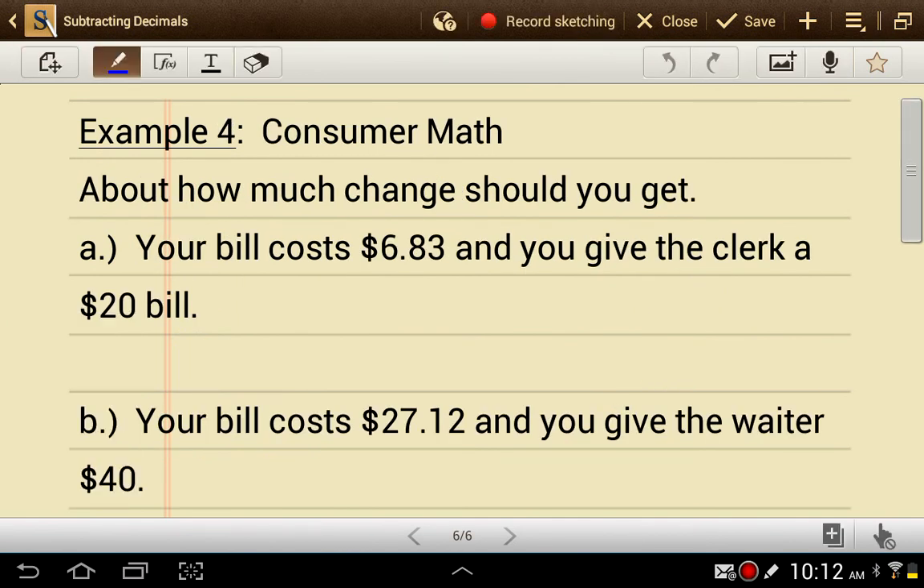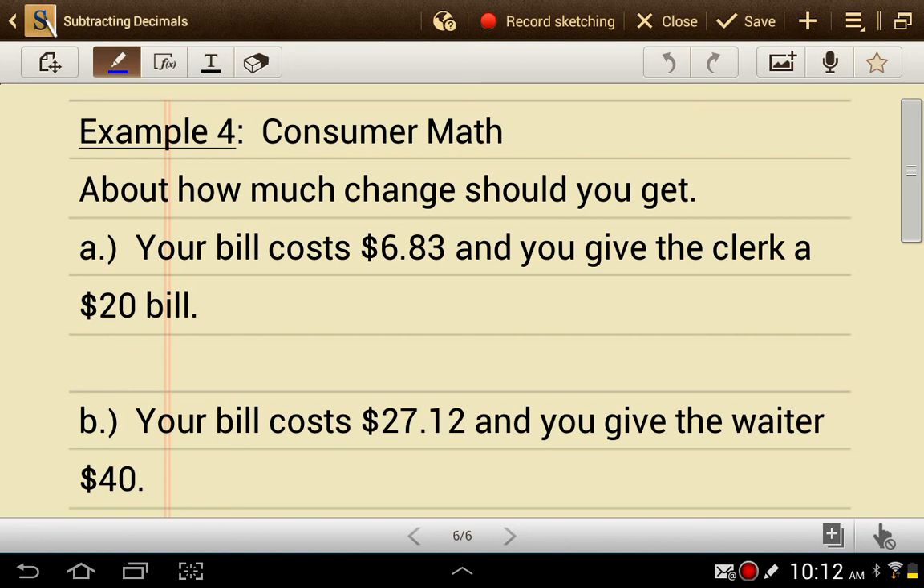In our last slide, it's a little bit of consumer math here. So what I want you to do is decide about how much change should you get back, okay? So if this was your situation, about how much change. So this is going to be a rounding, real life situation. If your bill costs $6.83 and you give the clerk a $20 bill, how much should you get back? When you get your money back, what should you expect to see in your hand?